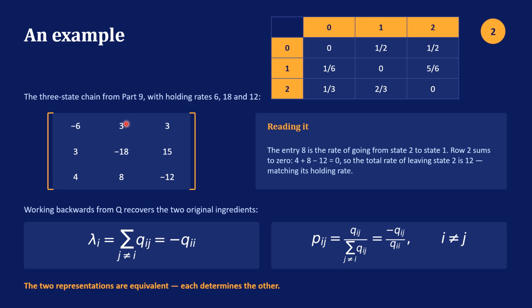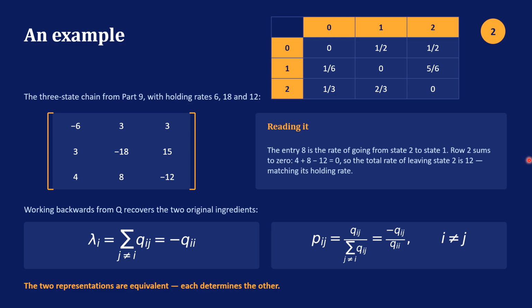And then the probabilities, you just take the negative of each off-diagonal entry. So for example, -3 divided by the corresponding diagonal, -6, you get 1/2. -3 divided by -18 is 1/6. -15 divided by -18 is 5/6. Hopefully you see the pattern here. Then -4 over -12, 1/3, and then -8 over -12 is 2/3.